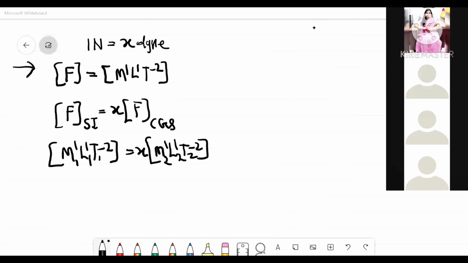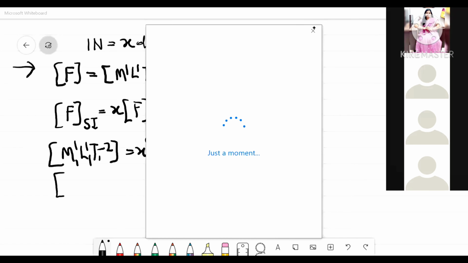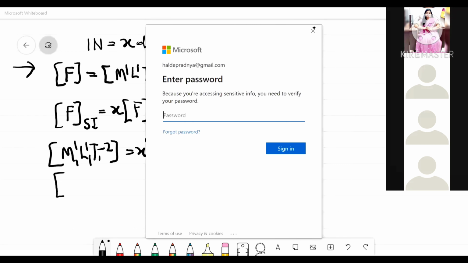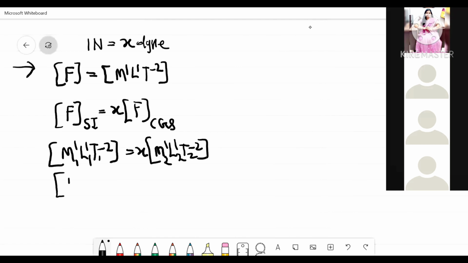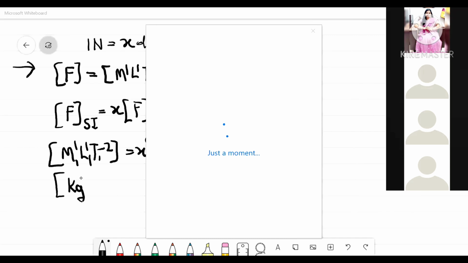Next, we'll write this M1 in kg or gram. In SI system, mass is in which unit, kg or gram? CGS system or SI system? Yes, kg. Good, raised to 1, because M1 I will write.